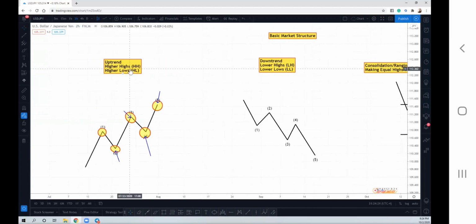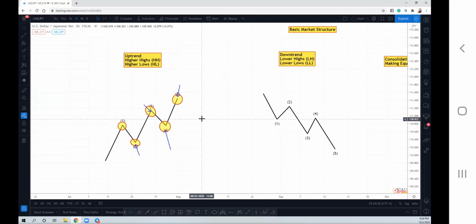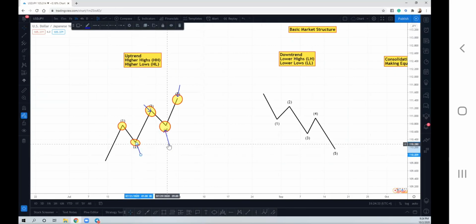So with an uptrend, you typically want to look for buying opportunities. And so where do you buy? You buy at the lows and you take profit at the highs.